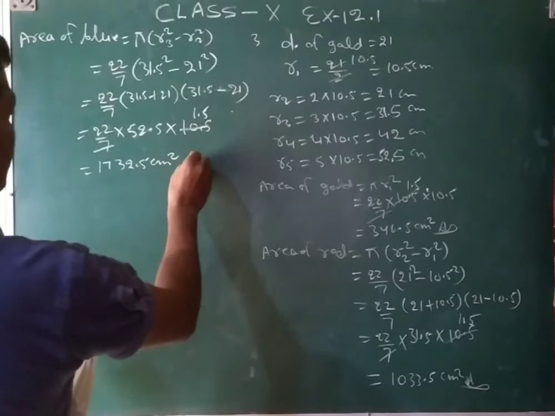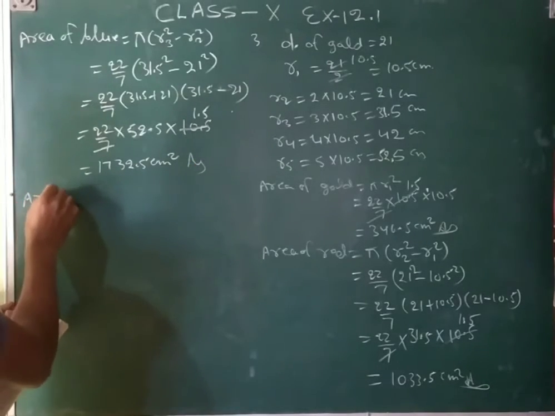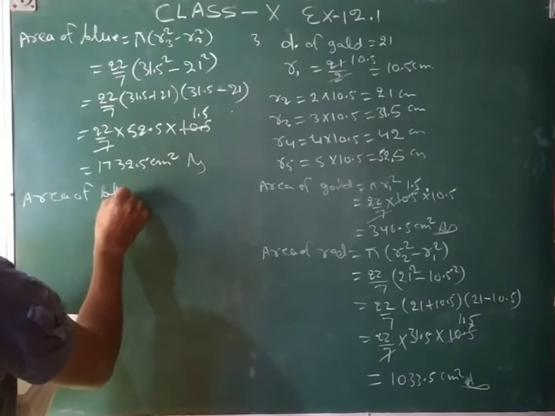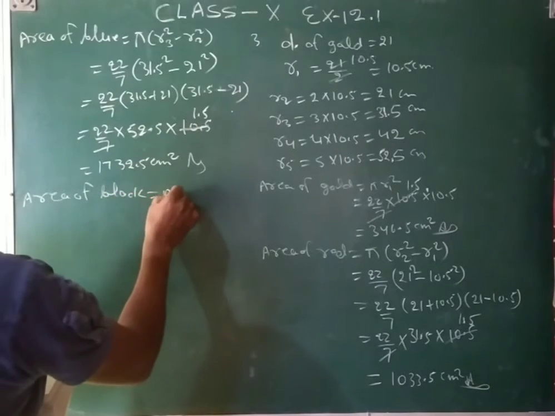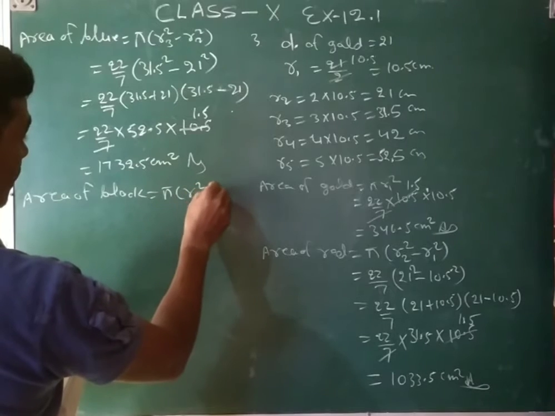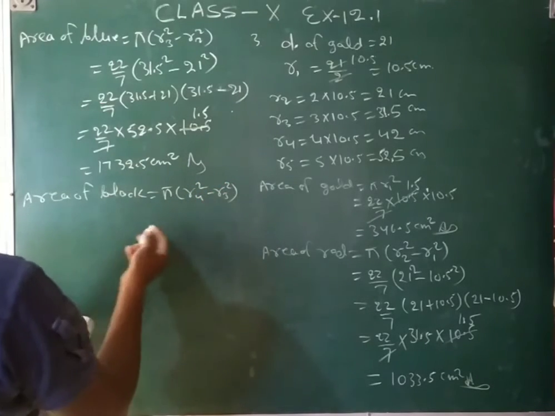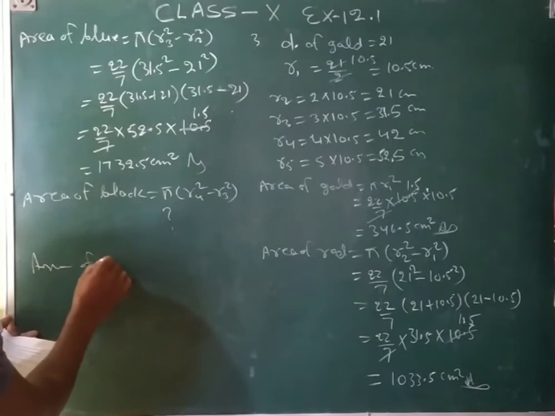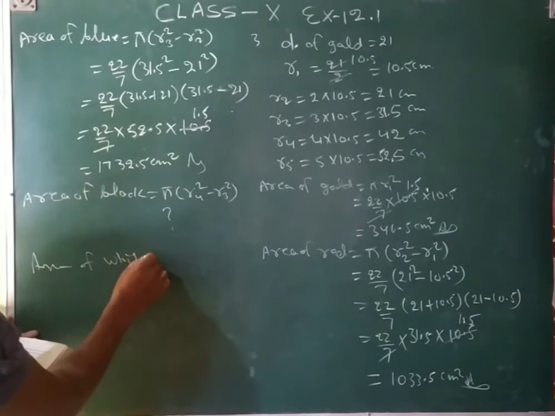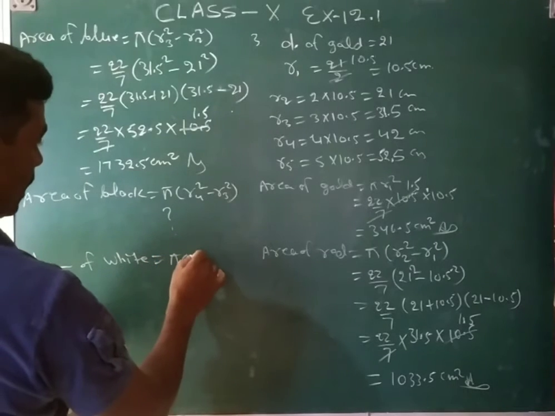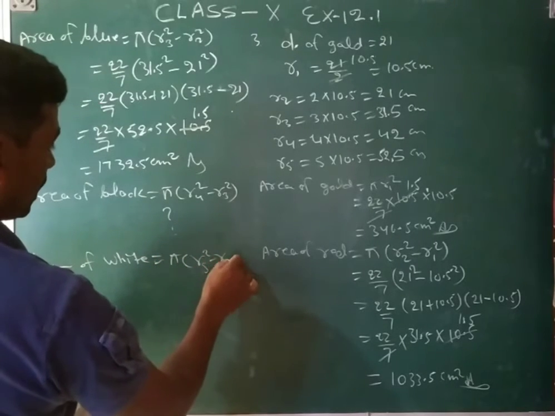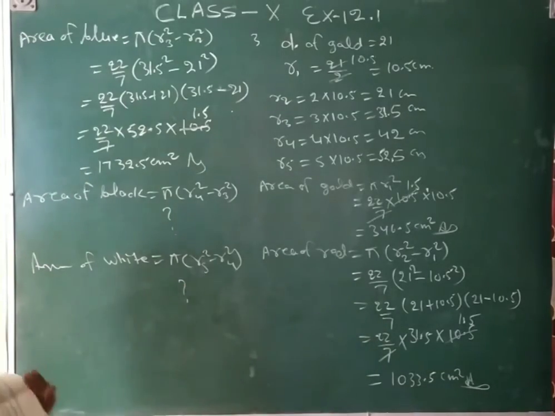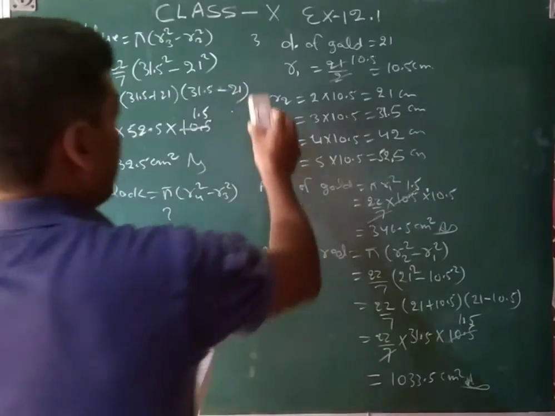And then similarly you will find the area of black, which is equal to pi r4 square minus r3 square. By the calculation your answer will come. Similarly area of white is equal to pi r5 square minus r4 square. By the calculation your answer will come. And then question number 4.